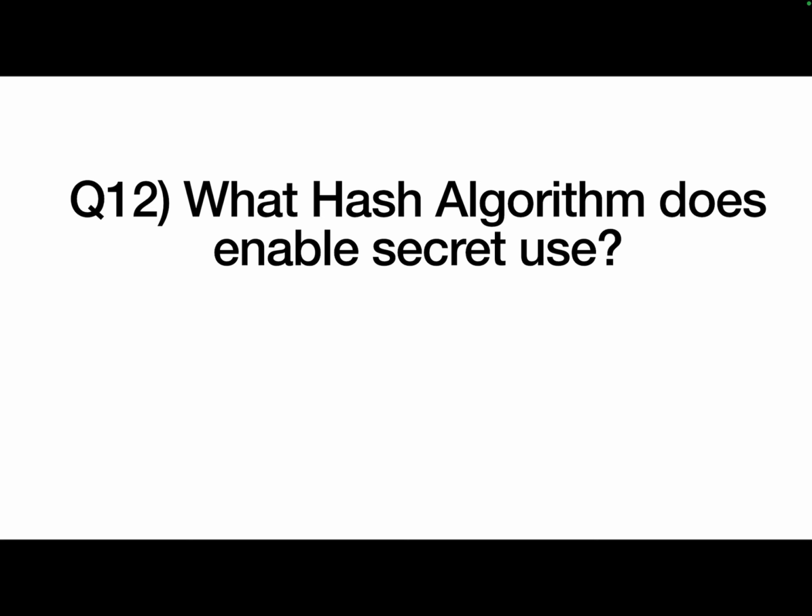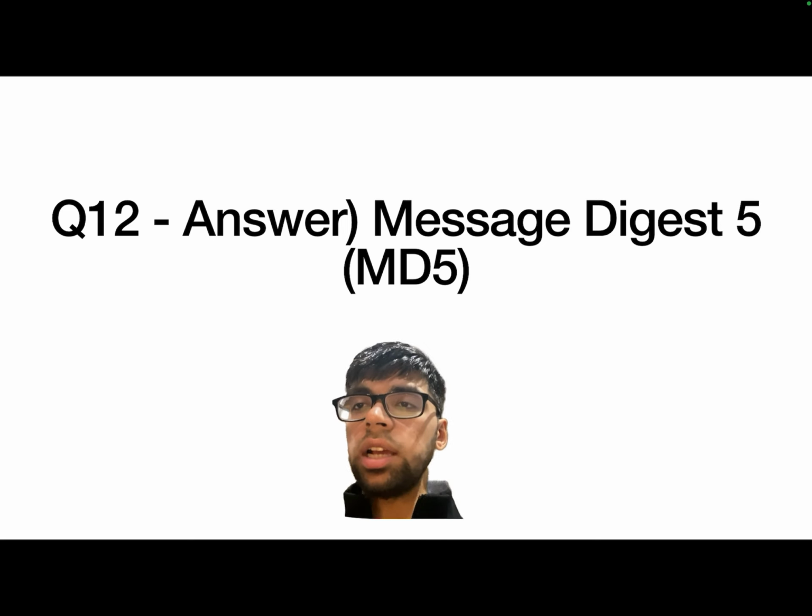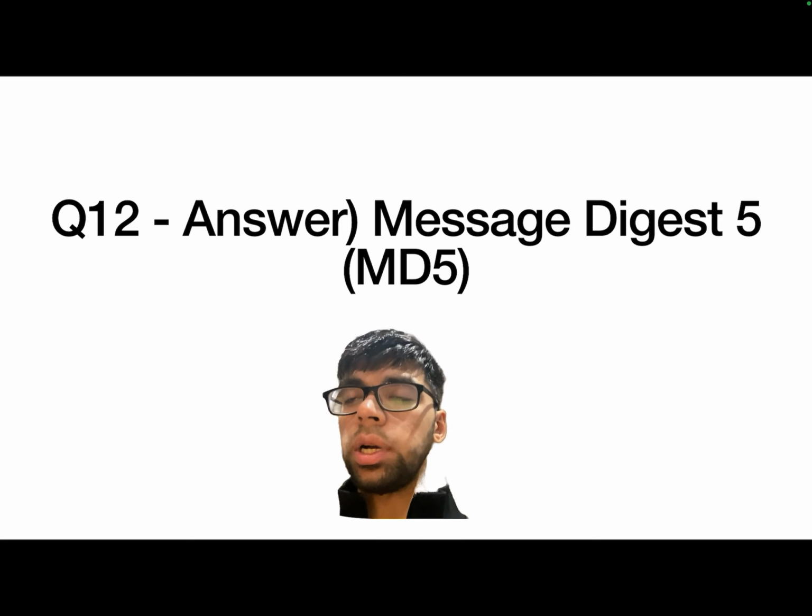And lastly, what hash algorithm does enable secret use? I'll give yourselves about 5 more seconds. 5, 4, 3, 2, 1, 0. So the answer is Message Digest 5, MD5. That is the hash algorithm that is used by enable secret.